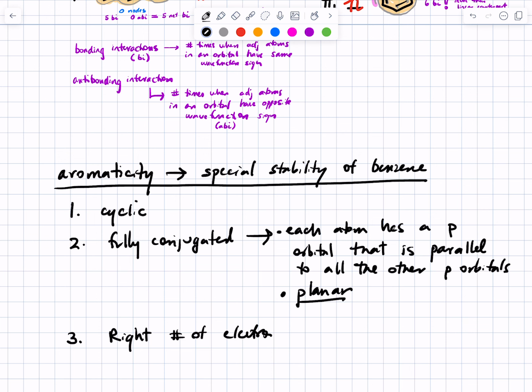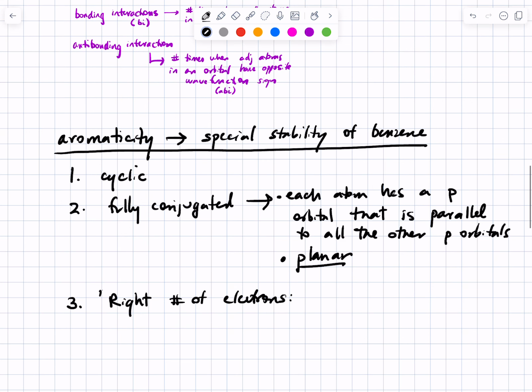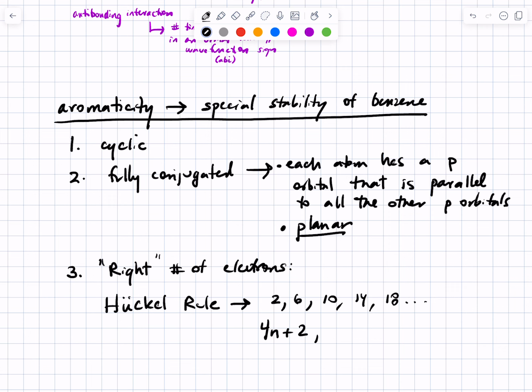And there is a rule that defines what the right number of electrons is. That rule is called the Hückel rule, with the umlaut. It says that if you have 2, 6, 10, 14, 18, etc., you could be aromatic. If you like mathematical series and patterns, the pattern is 4n plus 2, where n is an integer starting with 0. Okay?